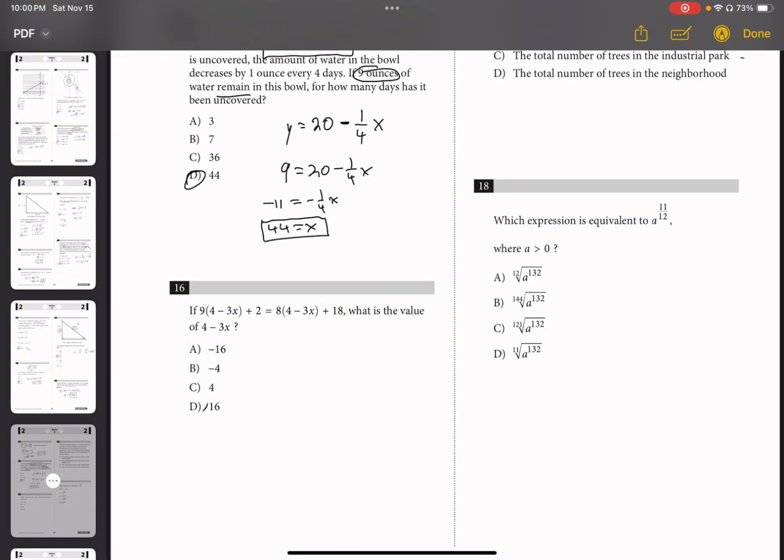Question 16. If 9 times (4 minus 3x) plus 2 is equal to 8 times (4 minus 3x) plus 18, what is the value of 4 minus 3x? So instead of distributing here, which it may be tempting to do, we're going to keep our like terms together and move them to the same side. We have like terms here, and we have like terms here. So we're going to move 8 over to the other side. So we have 4 minus 3x is equal to, we're going to move 2 to this side, so that's going to be equal to 16. So 4 minus 3x is equal to 16. It's really as simple as that.